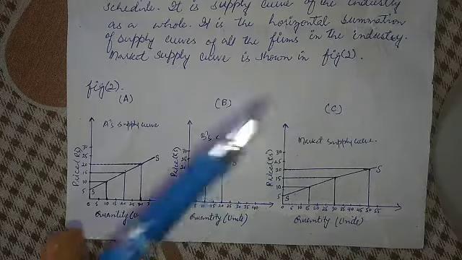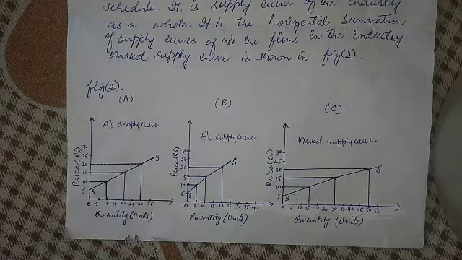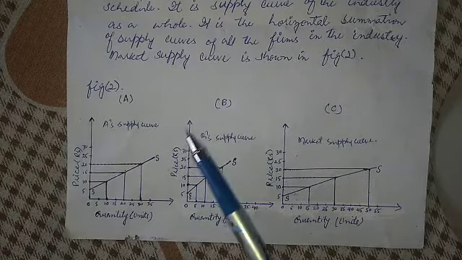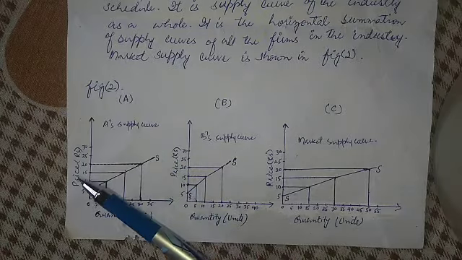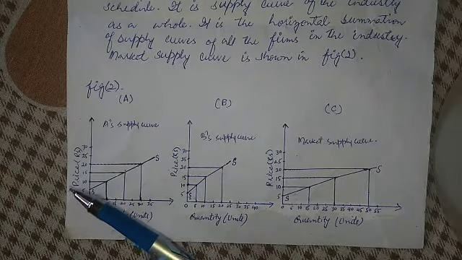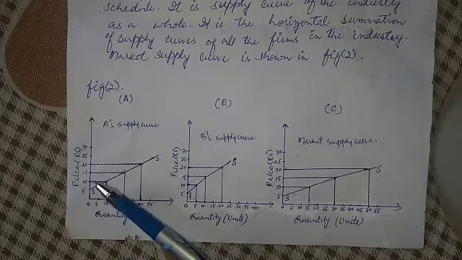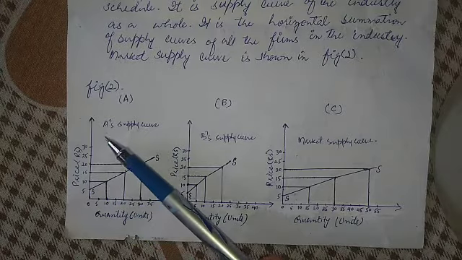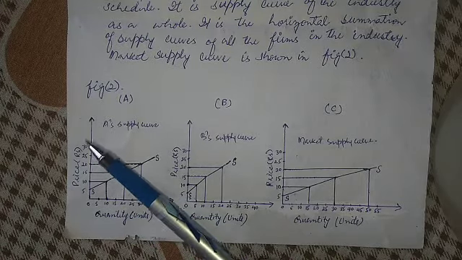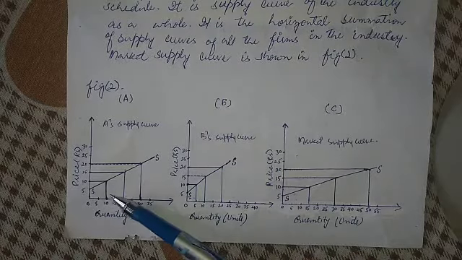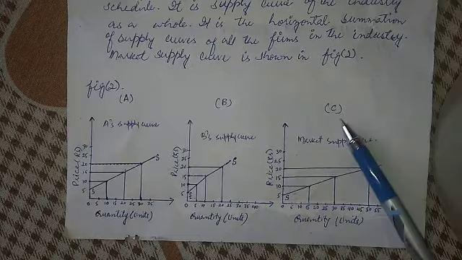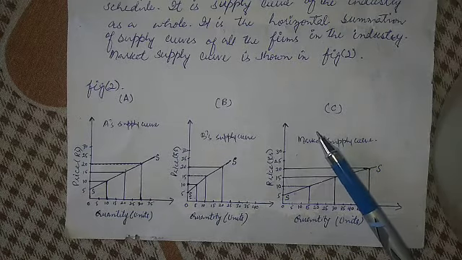As you know, the market supply curve is the graphic presentation of the market supply schedule. In figures 2A and 2B, you can see the individual supply curves. This is A's supply curve and this is B's supply curve. And 2C is the market supply curve.